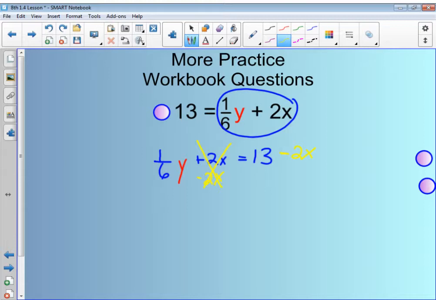Okay, so this is what I've got, 1/6 y equals 13. Oh my goodness, I've got all sorts of colors going on here. Trying to make this as easy so it doesn't look so confusing. Equals 13 minus 2x. Now here's where it's tricky, you guys. With that 1/6, you have to think back to fractions. When we divide by a fraction, because we're going to have to divide by 1/6, we're going to keep, we're going to change, we're going to flip.